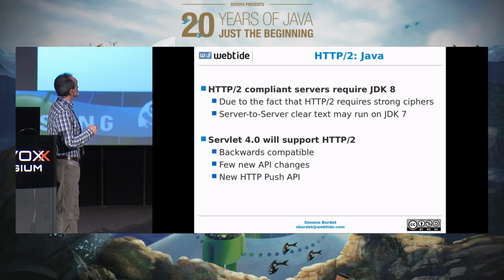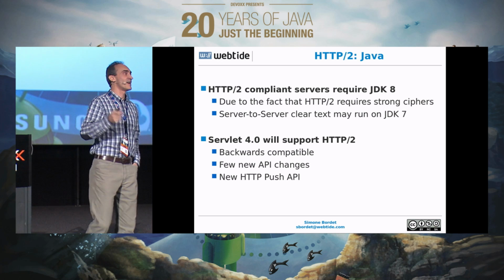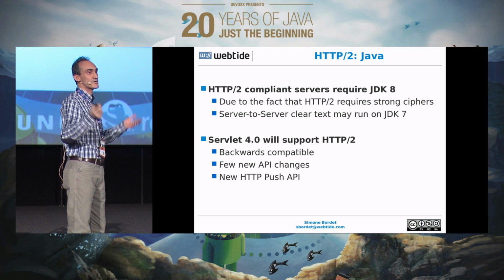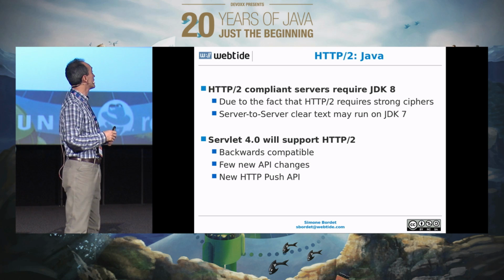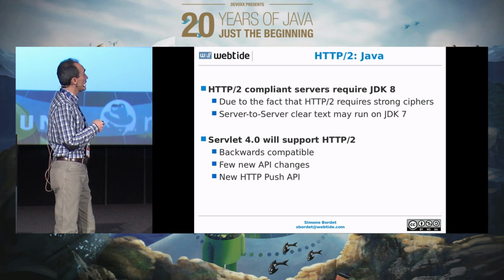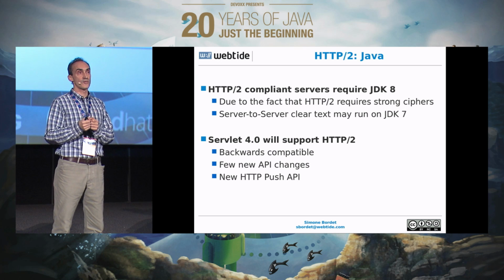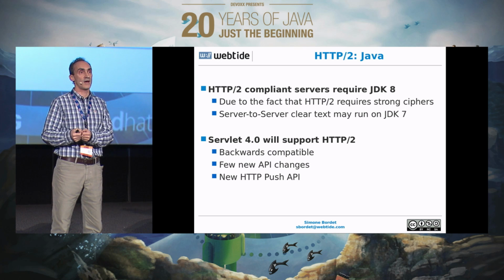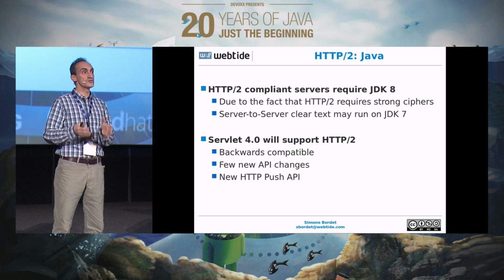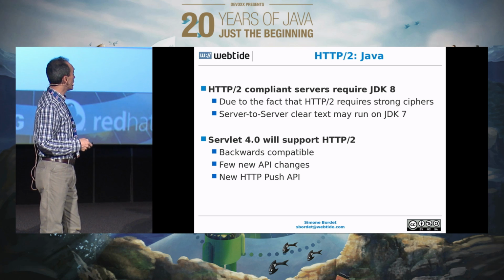An HTTP2 compliant Java server requires JDK 8, but of course, who uses JDK 7 here? It's end of life. We are all happy in JDK 8. We've heard at this conference a lot of good things about JDK 9, so it's good. The real reason behind this constraint is that in JDK 8, there are the strong TLS ciphers that are needed for HTTP2 to be HTTP2 compliant. Actually, the HTTP2 specification mandates that you have to use very strong ciphers for HTTP2 to work. So this is the reason.